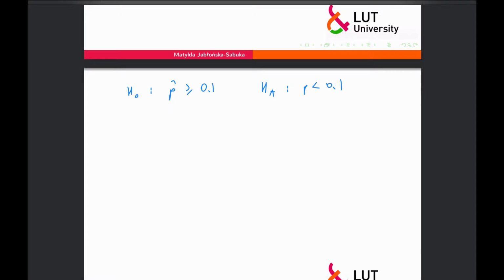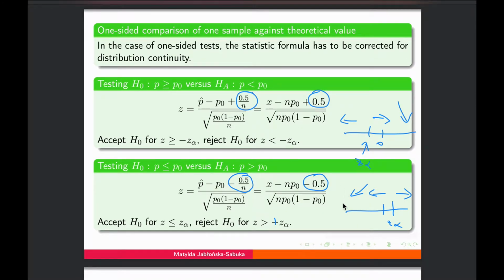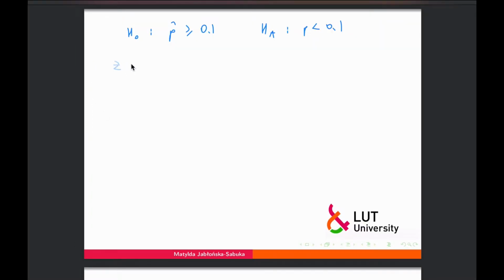Now, looking at this test structure, if we go back to the test formulas, this is the one that we look at. So we were testing that sample proportion is bigger than the theoretical one, bigger or equal, versus that it's not. So I will take the formula, this part, which has the success number. So this one, x minus np0 plus half. So our z statistic is x minus np0 plus 0.5, and then we divide by standard error. So that was square root of np0 times 1 minus p0.